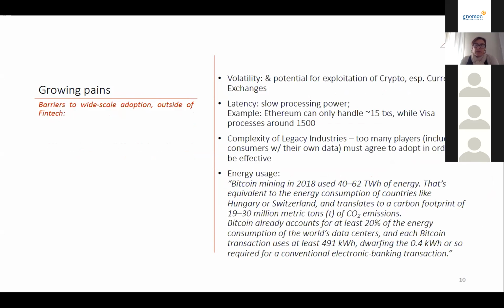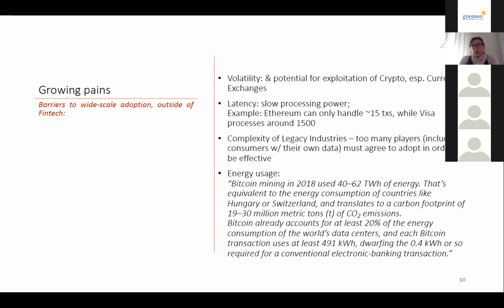Some of the growing pains, we've covered these, or the previous speakers have covered these yesterday and today. And I'll just kind of go through them real fast. Volatility, right? Cryptocurrency just bounces up and down. It's difficult to have a long range bet on stability there.